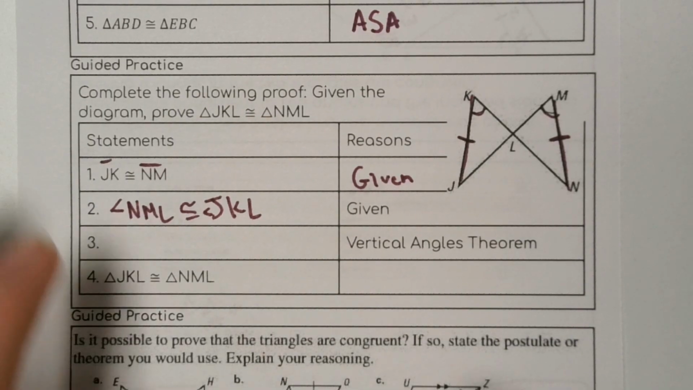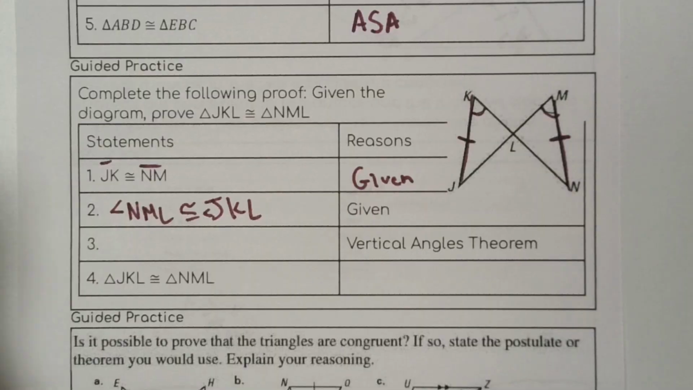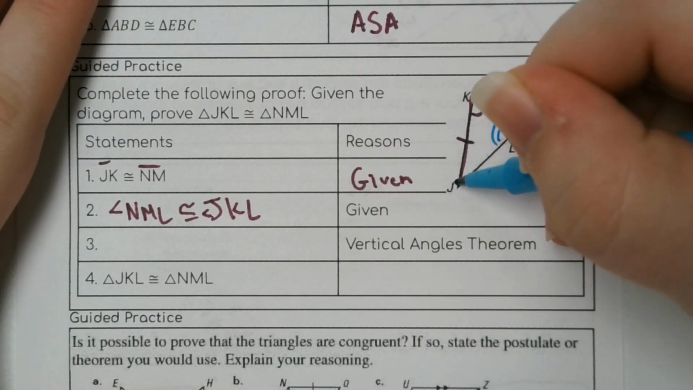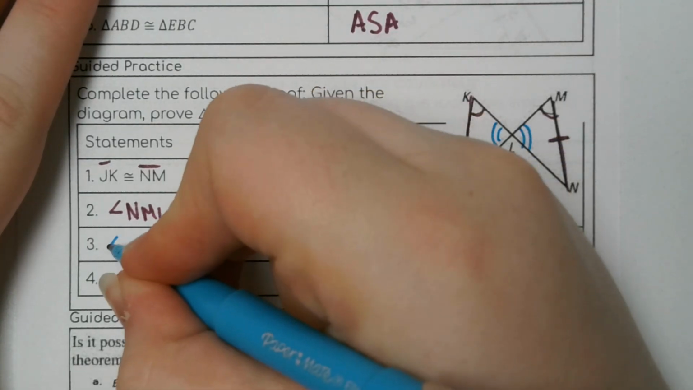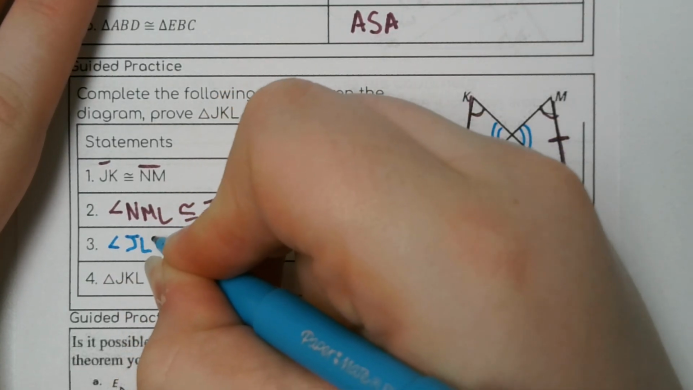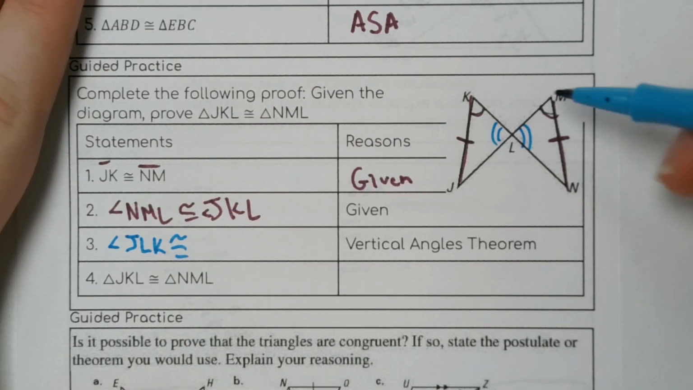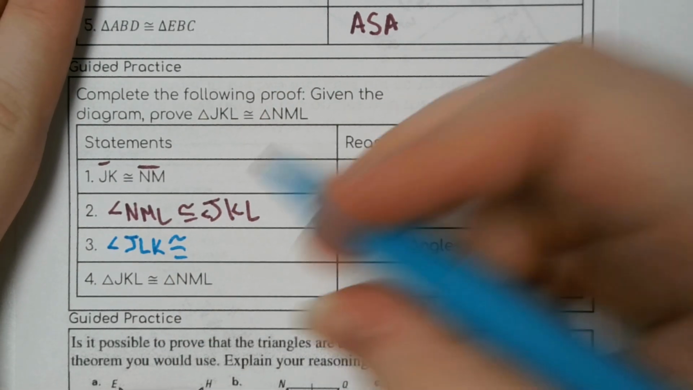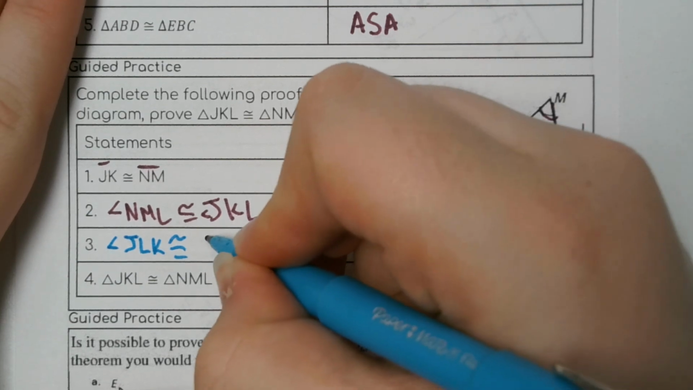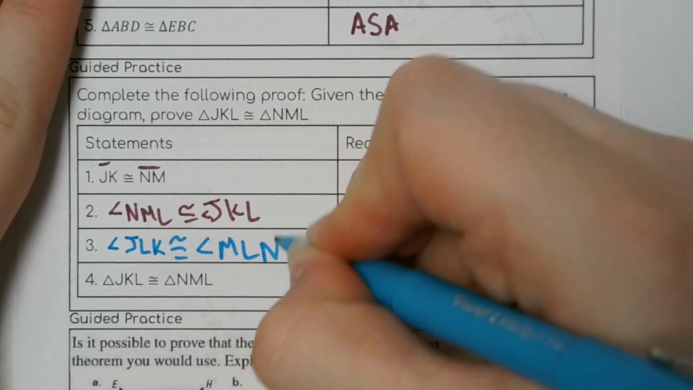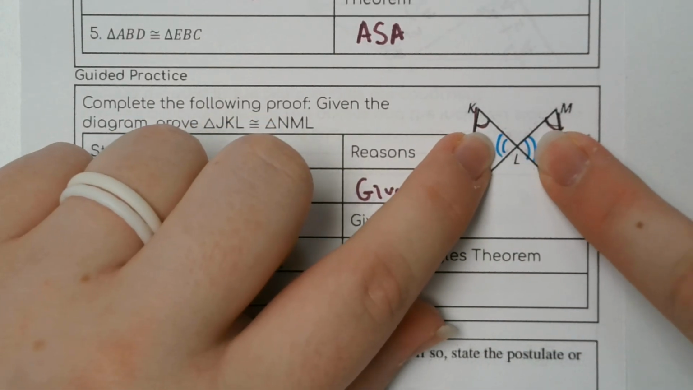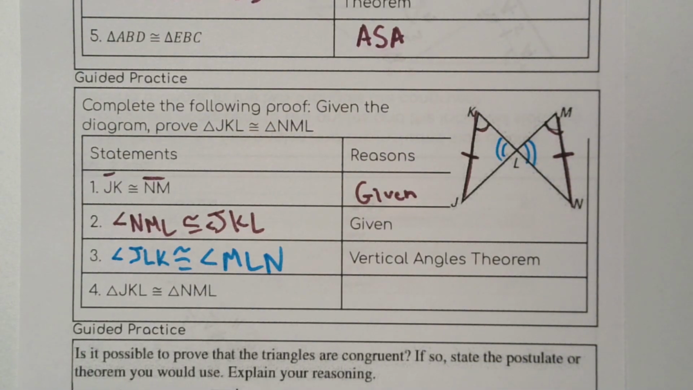Alright, then it tells us to use the vertical angles theorem. Where's my pair of vertical angles? In the middle, right? So we have angle JLK, and what other one? MLN. The big thing is you just need to make sure that L's in the middle of both of them to get that angle mark where we want it.